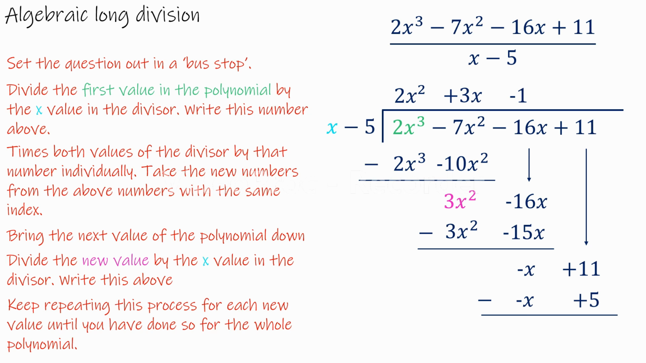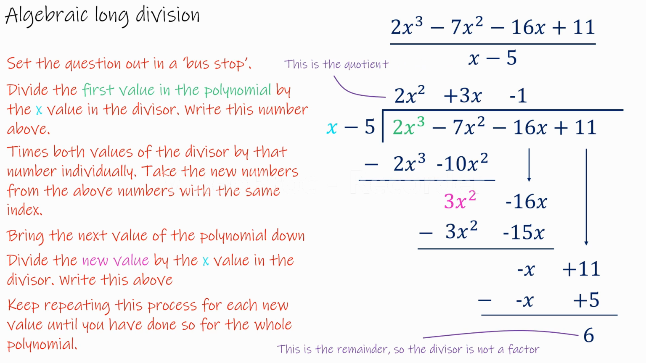We can simply solve this again as x times minus 1 is going to be minus x, so we minus x in this x column, and then minus 5 times minus 1 is going to be just plus 5, leaving us with 11 minus 5, which is giving us a remainder of 6. So this last value here is our remainder, and this means that our divisor here isn't a factor of the polynomial, and this value we've created up at the top is going to be our quotient, and you may need this for further questions.